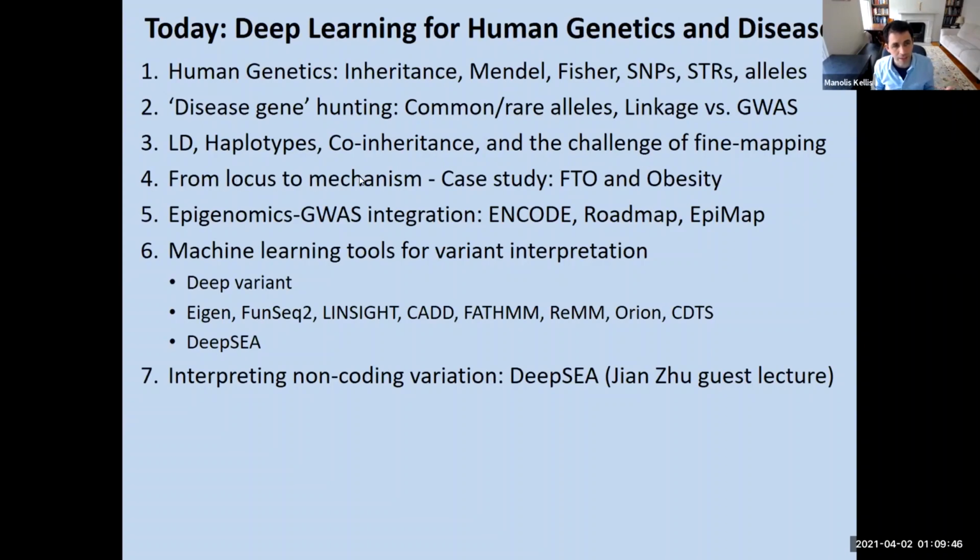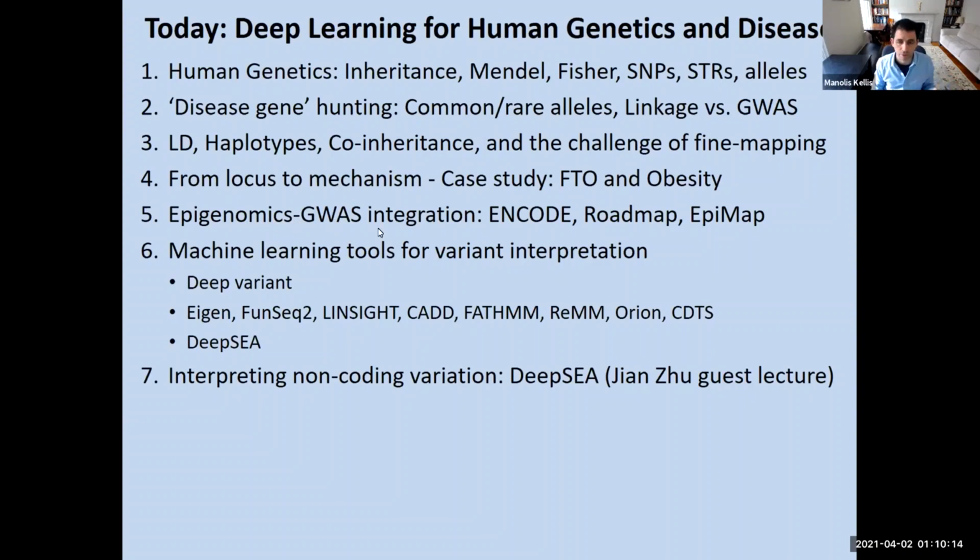Then I'm going to go through a case study of how we actually understand the gene regulatory mechanism of noncoding genetic variants, using the case study of this fat and obesity associated locus, which is the strongest association with obesity.